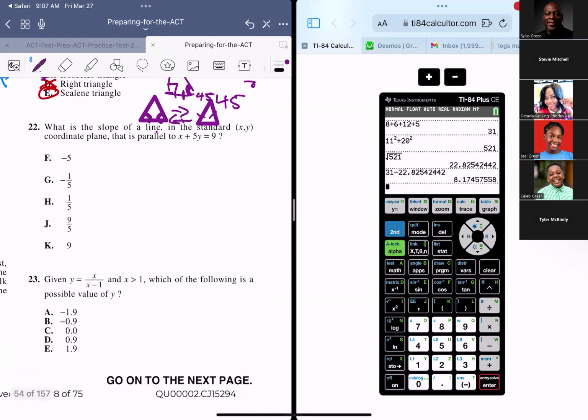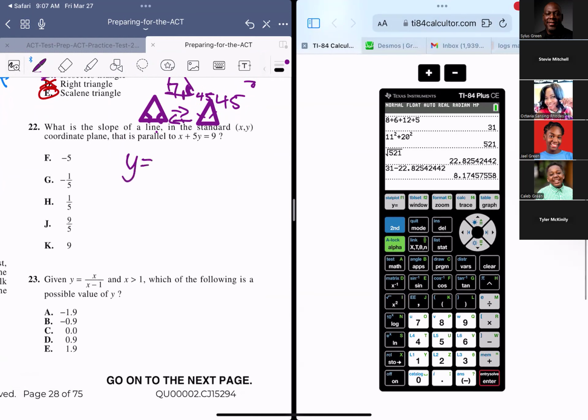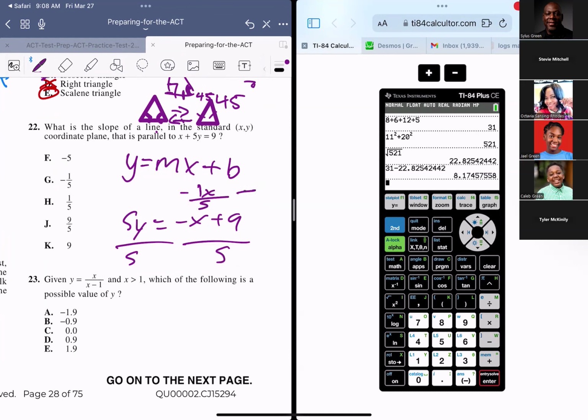Okay. What's the slope of the line in standard xy coordinate plane that is parallel to x plus 5y equals 9? So in order to find the slope of the line, I'm just going to put this in slope-intercept form, which is y equals mx plus b. So we're trying to get y by itself. So we're going to subtract x on both sides. That's 5y equals negative x plus 9. And then we're going to divide by 5 on both sides. That's negative 1x over 5 plus 9 over 5. So the slope right here is negative 1 over 5.